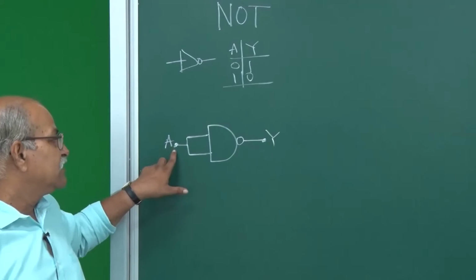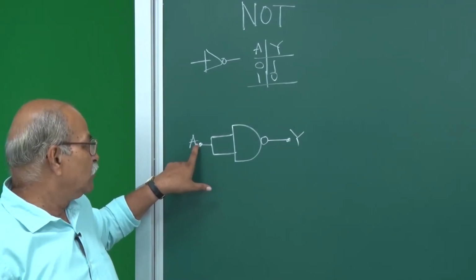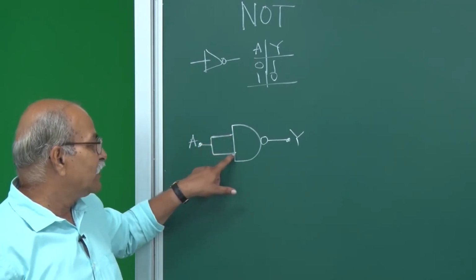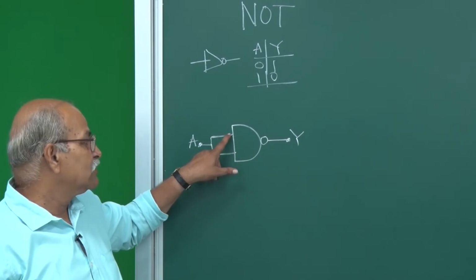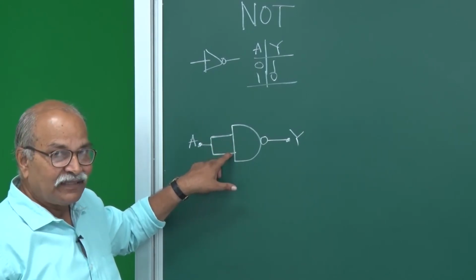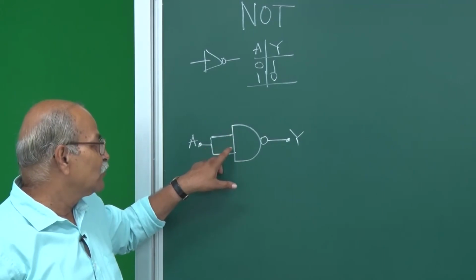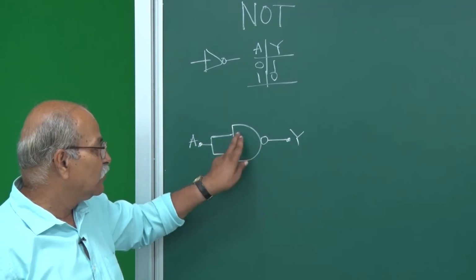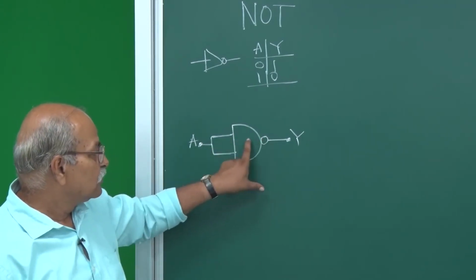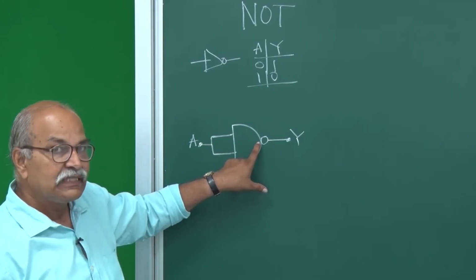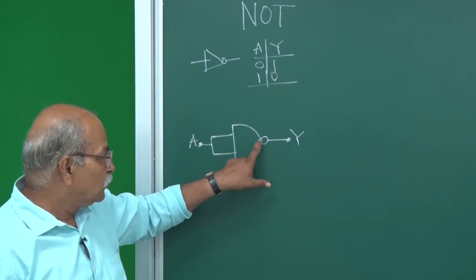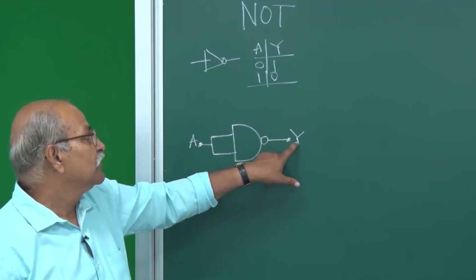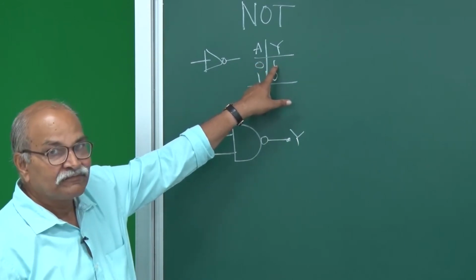So what happens if A is 0? If A is 0, in the first input you are giving 0. In the second input also you are giving 0. So 0 0 AND operation will give me an output of AND as 0. So you can think of this as AND and then this is NOT. So AND will give you an output 0, and then the NOT will convert that 0 to 1. So Y will become 1. So if this is 0, this is 1.